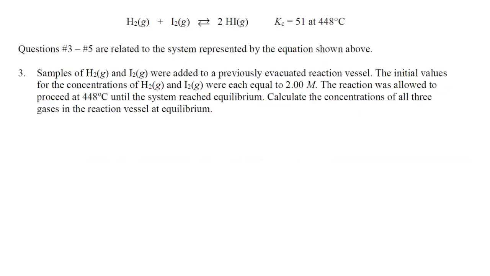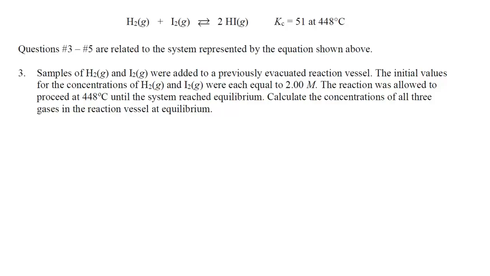Now, in the next section of the packet, we have questions 3 through 5, and they are all related to the system represented by the equation shown above, in which 1 mole of hydrogen gas reacts with 1 mole of iodine gas to produce 2 moles of hydrogen iodide gas, and at a temperature of 448 degrees Celsius, the value of the equilibrium constant, Kc, is equal to 51.